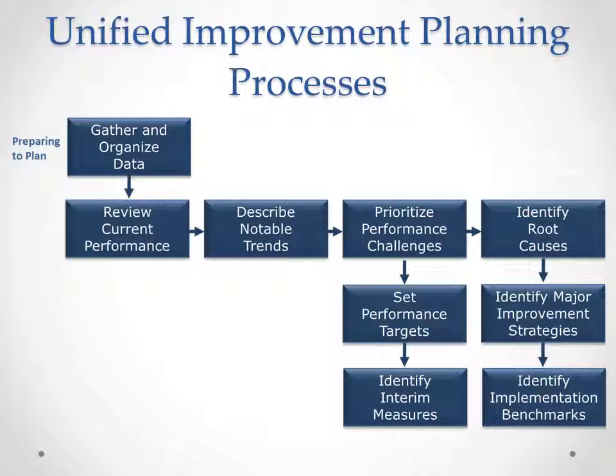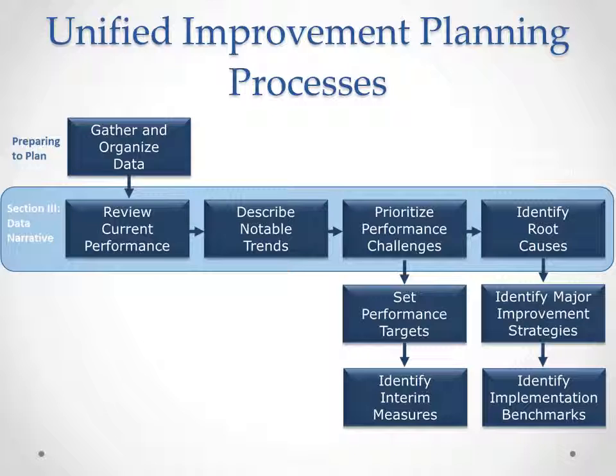The Colorado approach to improvement planning includes several specific planning processes. These are represented in different sections of the template or online form. Section 1 and 2 of the template and the first part of the online form provide current performance information about the school or district. Section 3 is designed to support school and district data analysis processes and the development of the school or district data narrative. This includes gathering and organizing data, describing notable performance trends, prioritizing performance challenges, and identifying root causes.